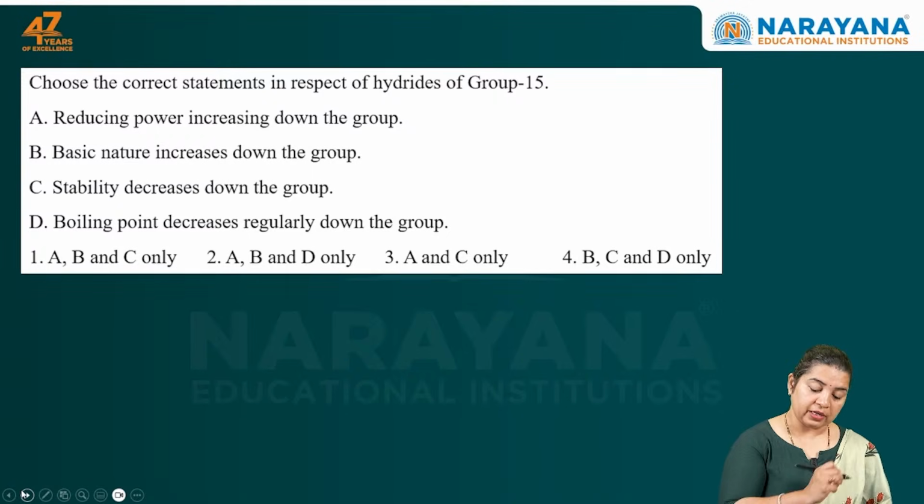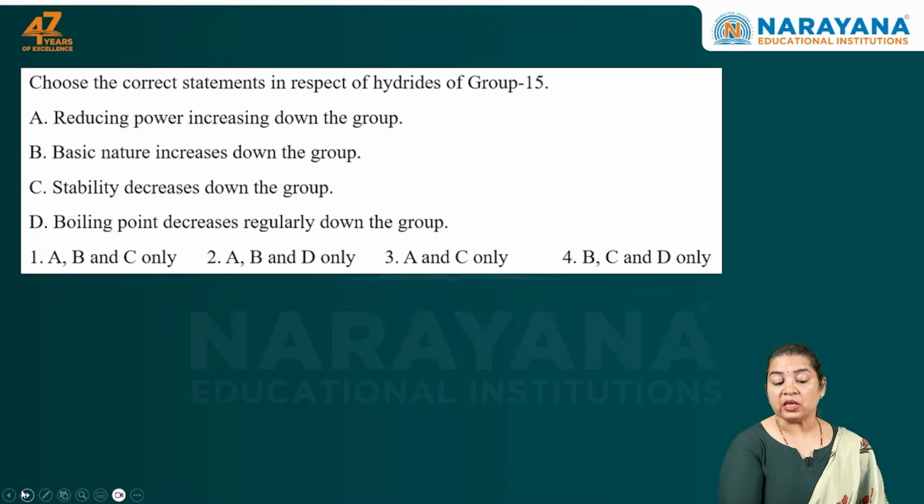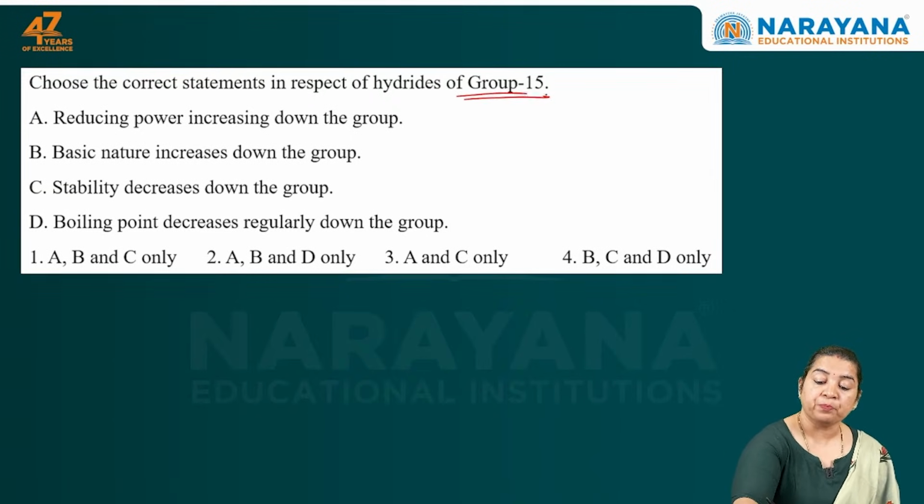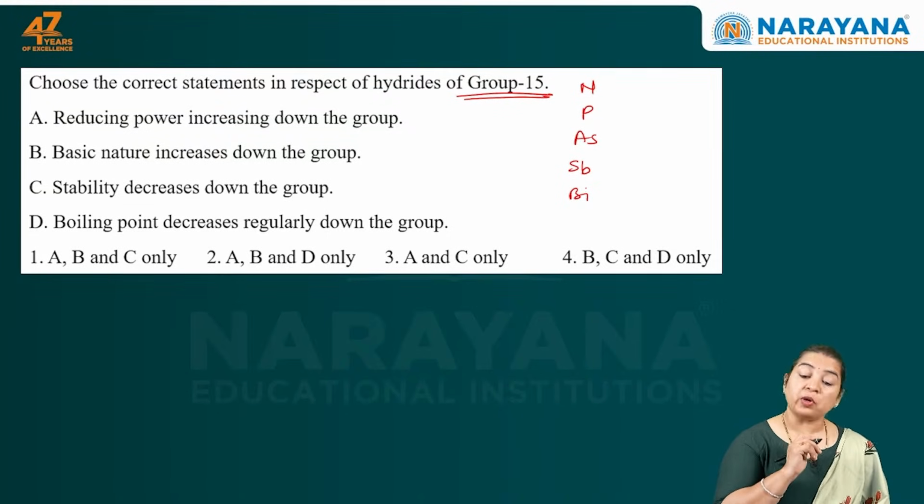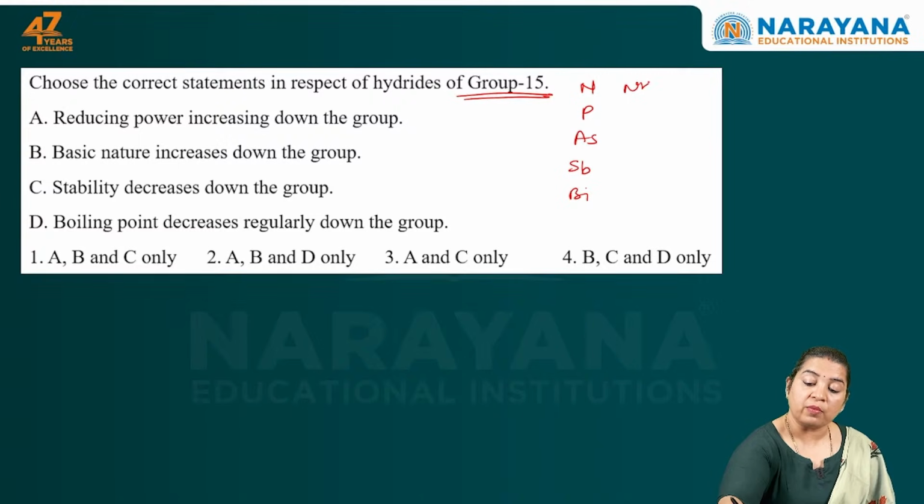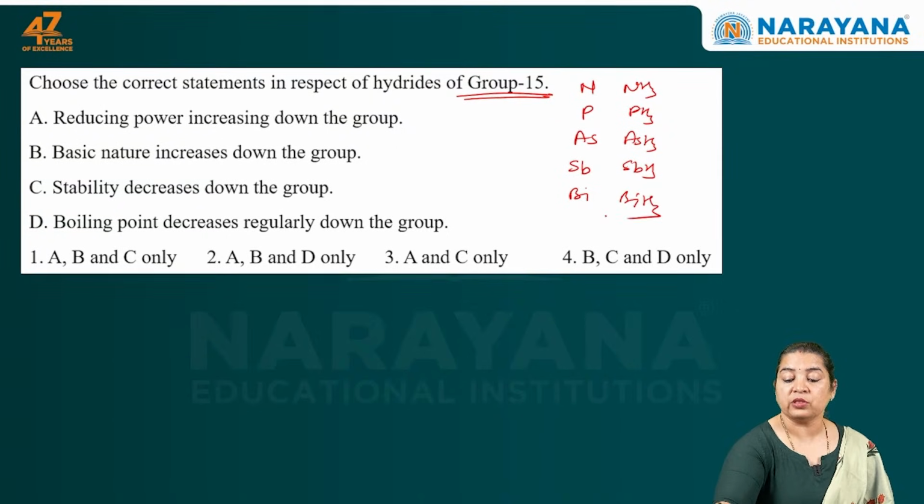Moving to the next question: choose the correct statements in respect of hydrides of group 15. Group 15 has nitrogen, phosphorus, arsenic, antimony and bismuth, and we have to talk about their hydrides: ammonia, phosphine, arsine, stibine and bismuthine. These are the hydrides used in the question.